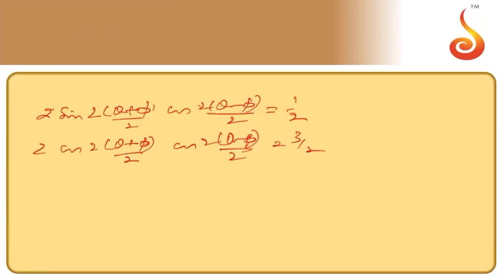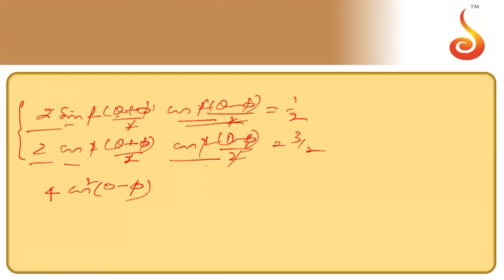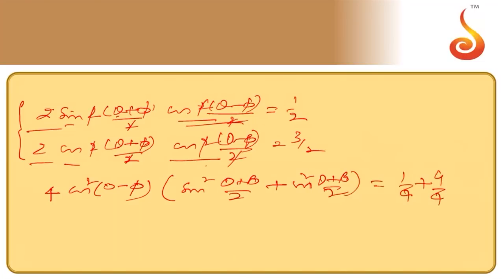We actually want theta minus phi, so this should exist. Let me simplify this one. Here we have a sine and cos of theta plus phi by 2. So let me simplify by squaring and adding these two. You will be getting 4 times cos square of theta minus phi by 2 multiplied by sine square theta plus phi by 2 plus cos square theta plus phi by 2, which is equal to 1 by 4 plus 9 by 4, and that is equal to 10 by 4.